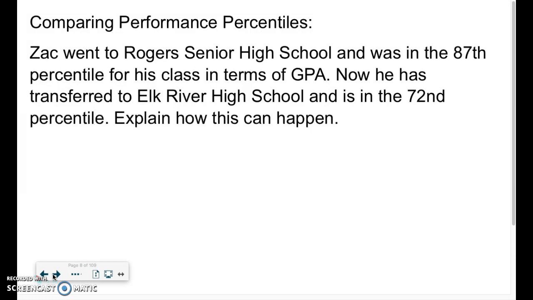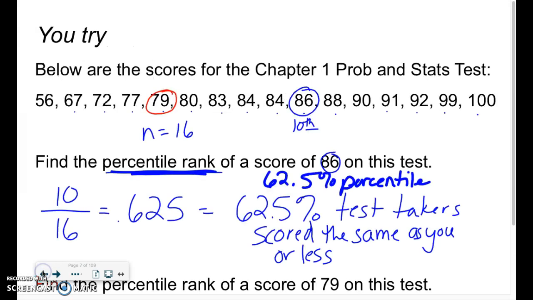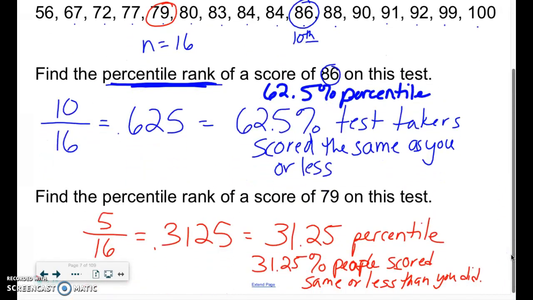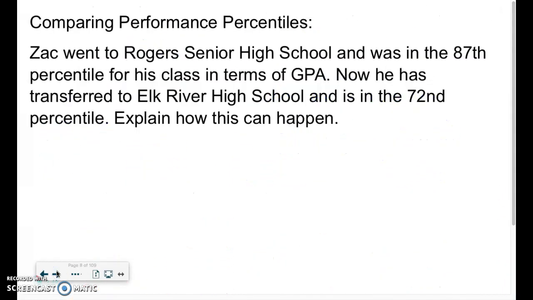All right, comparing performance percentiles. Let's make sure we're on the right thing. Did both? Yep, we're good. All right, comparing performance percentiles. Zach went to Rogers Senior High School and was in the 87th percentile for his class in terms of GPA. So what does that mean? That means 87% of the kids scored the same as him or less.